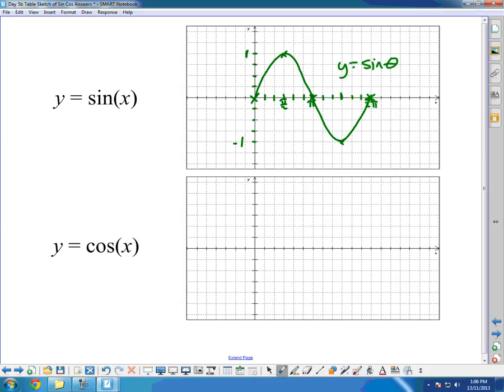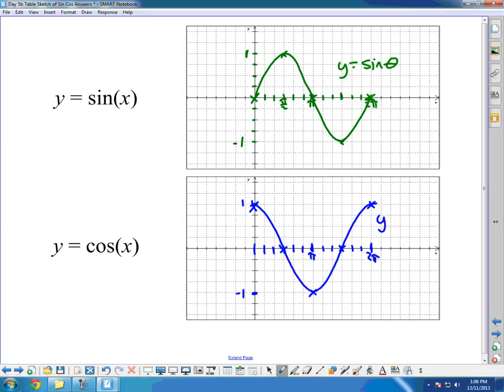I should be able to do the cosine curve just as easily. 1, 2, 3, 4, 5, 6. There's pi. 1, 2, 3, 4, 5, 6. There's 2 pi. Okay. Here's up at 1. Here's down at -1. The cosine curve, though, starts at 1 and ends at 1. Halfway between, it's down at its minimum at -1. Halfway between 0 and pi, it crosses 0. Halfway between pi and 2 pi, it crosses at 0. And then we have our sketch.